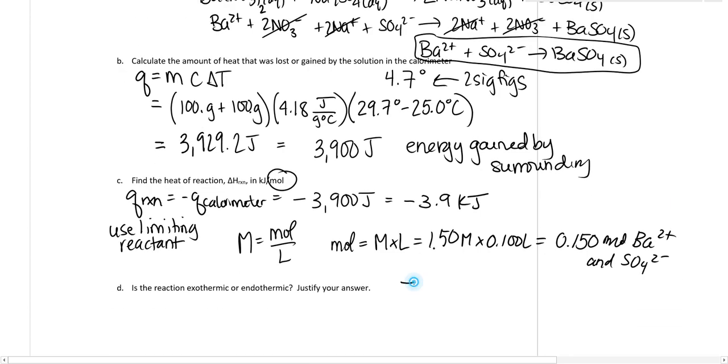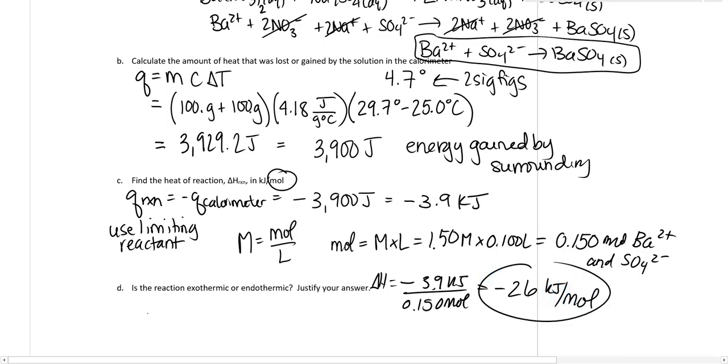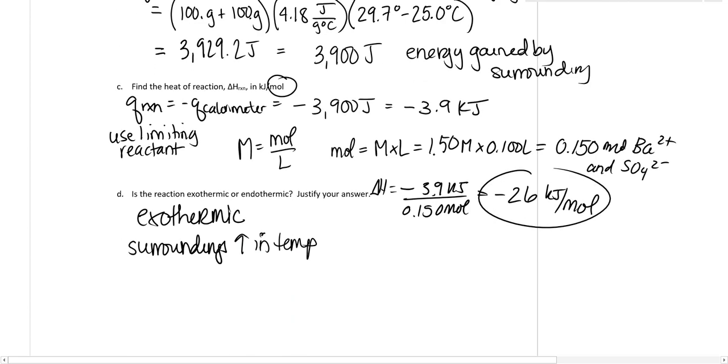Doesn't matter. So what we're going to do to find delta H is you take negative 3.9 kilojoules divided by 0.150 moles. And again, depending on whether you rounded or whether you kept this number in your calculator, you might get a different result. But I got negative 26 kilojoules per mole as my answer. And this reaction is exothermic, and we saw that what we're looking for here is the surroundings had an increase in temperature. So that means the reaction lost energy while the surroundings gained energy.